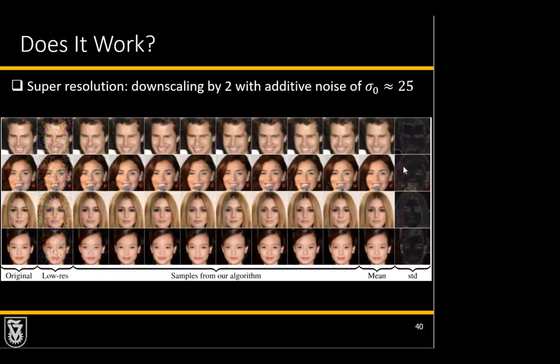You can see that the general structure is preserved, but the differences between the different samples are in the fine details. You can see that they are around the eyes, the hair, the mouth, right? The fine details that get lost when we downscale the image and add some noise, they produce some standard deviation here, some variance. For example, here you can see the background is very black. It does not have any variance.